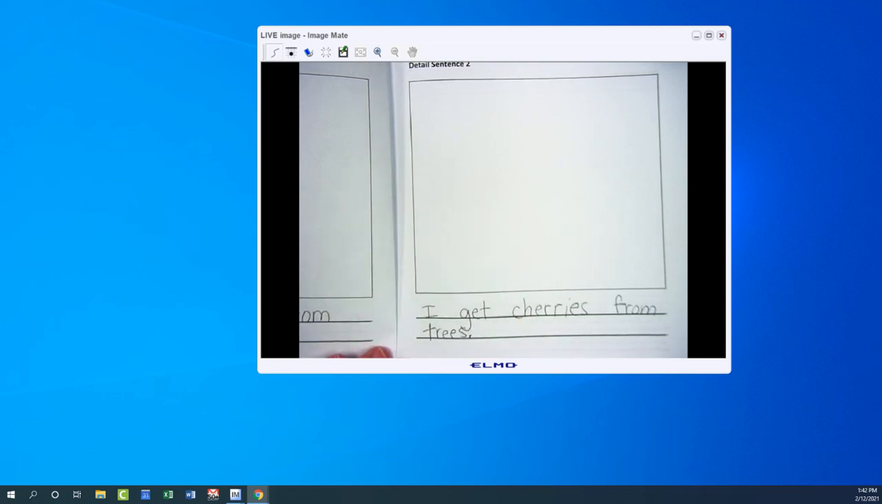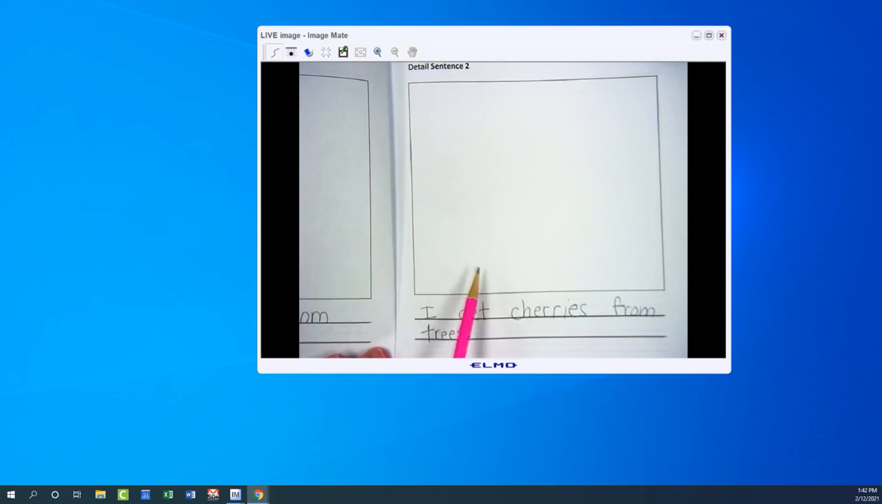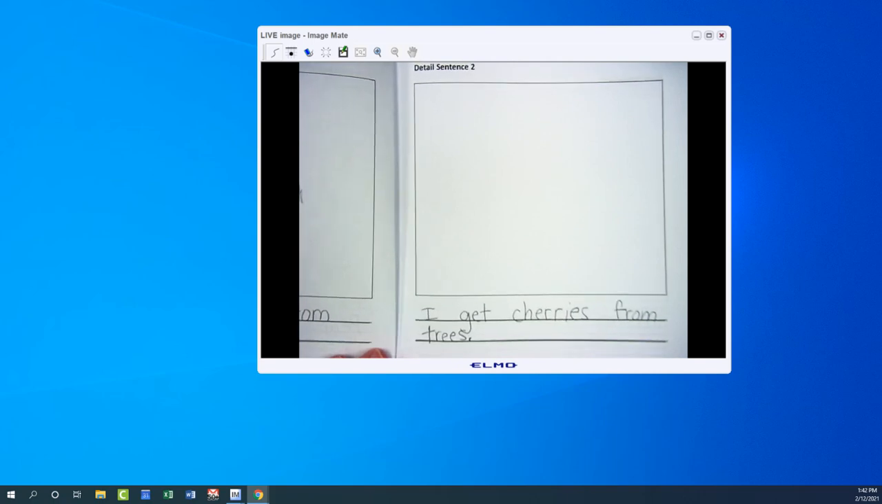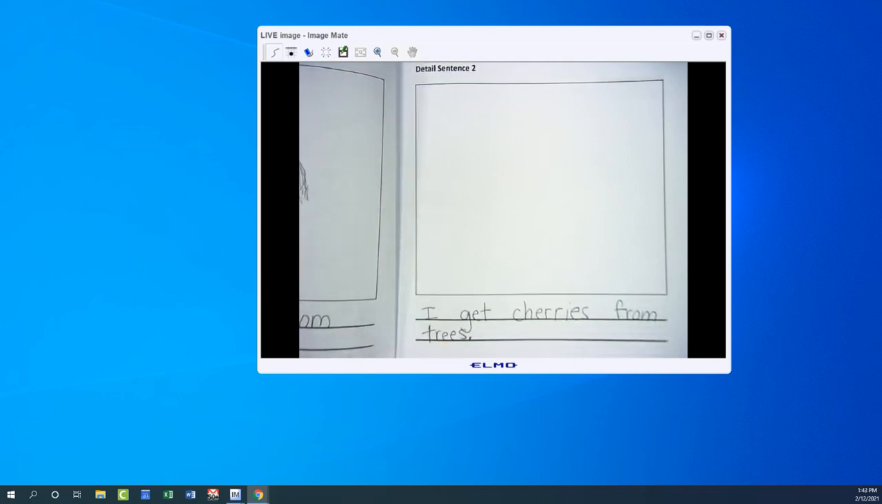I would just need to add an illustration to match my words. So I'm going to need to have a picture of a tree, I'm going to need to have some cherries, and I'll probably have a picture of myself in there too. That's how you do the details. That's what you guys are going to do today.